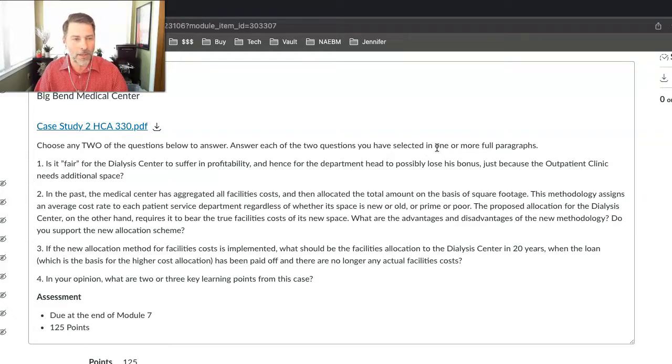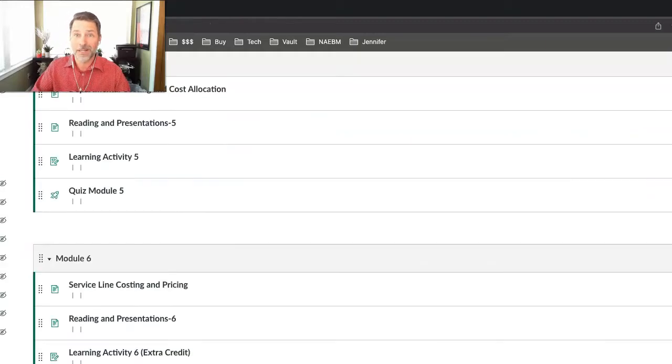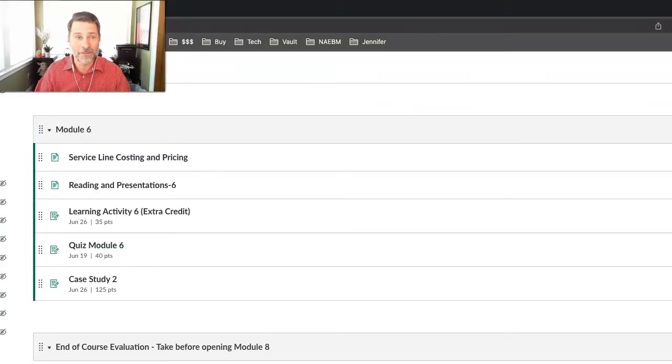The same thing with this particular case study as well. It should not be too hard. To get all the points, just answer it in a full paragraph, or 2 full paragraphs if you need that extra space. All right, so that's case study 2. Don't forget to get that in.